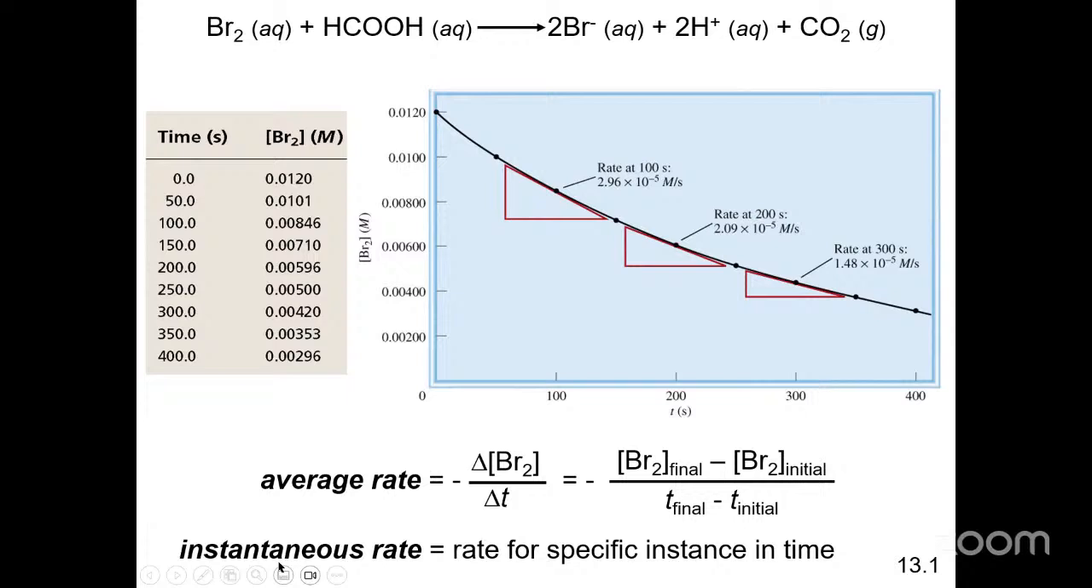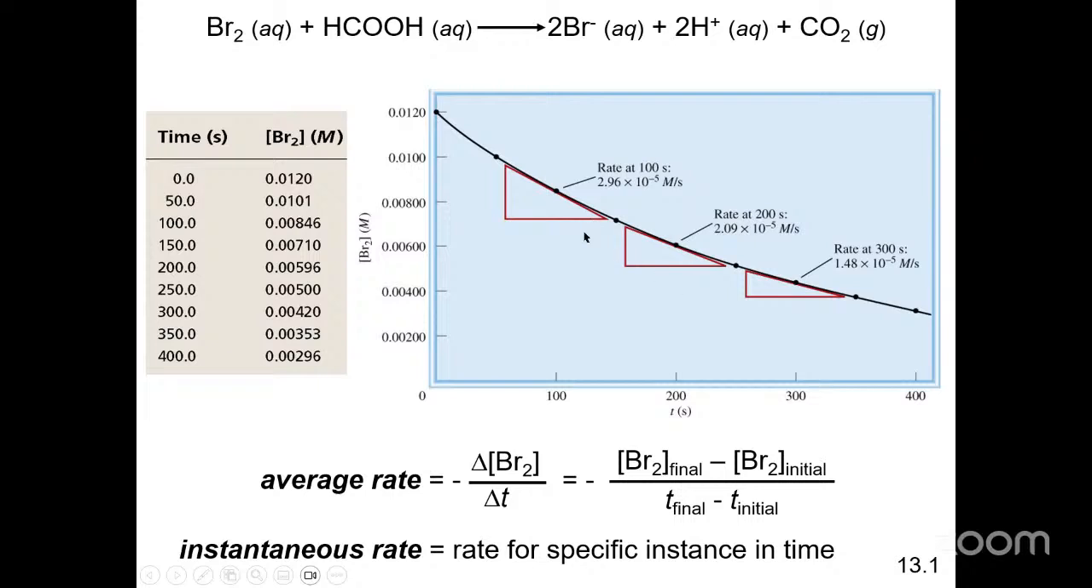Now, the instantaneous rate is different. The instantaneous rate, as stated here, is a rate for a specific instant. And the way we determine that is graphically, right? In this particular case, and I'm quite sure you're familiar with this from your previous math experience, you choose a point. Let's say you want to find the instantaneous rate at 100 seconds, right? Then you draw a tangent line touching that point on the curve, and then you find the slope of that line, rise over run, which I'm quite sure you have met before, right?